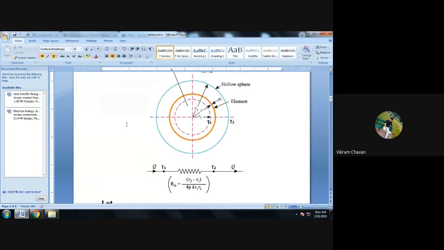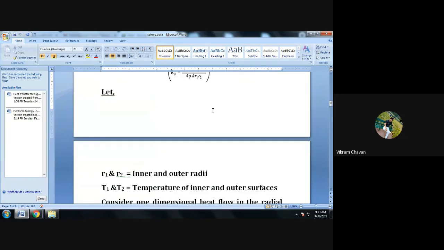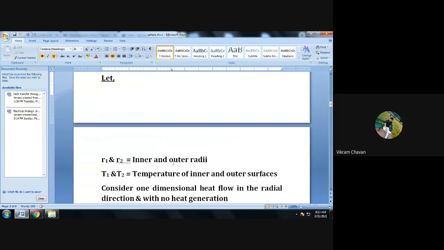Now for derivation purposes, we have considered one element of that particular sphere, a spherical element. That spherical element is placed at a distance of r from the center, and it has a thickness of dr. Let us consider that r1 and r2 are the inner and outer radii, whereas T1 and T2 are the temperatures of the inner and outer surfaces.